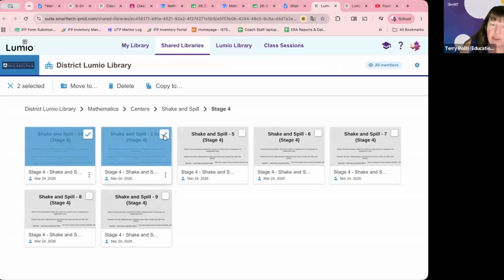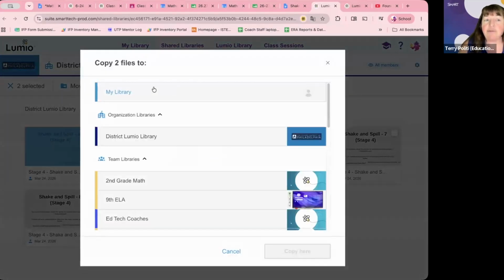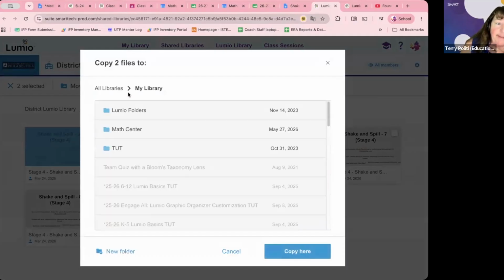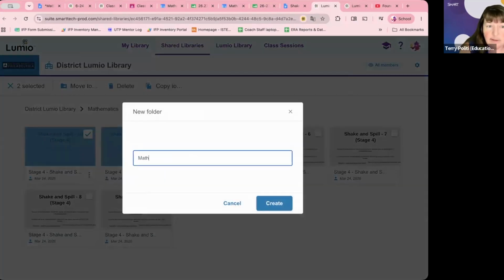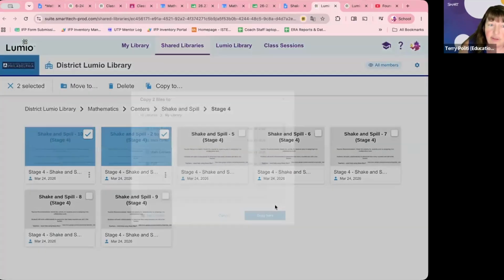Whatever you have, check the checkbox. And as soon as you check one checkbox, you'll see the copy to. You're going to click on that copy to in the top bar. And this is where you click on my library because I'm making my own copy. And this is where, if you haven't done this already, you're going to click a new folder and type in Math Centers and hit create. Now, all that is doing is creating the folder.